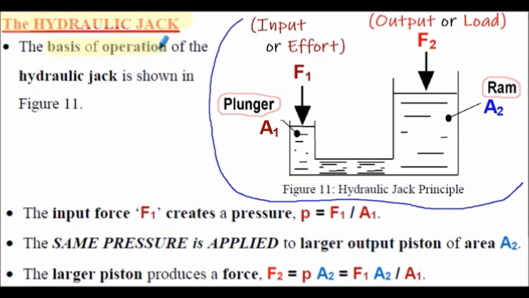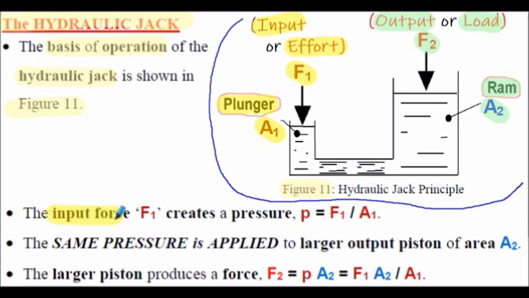So the basis of operation of the hydraulic jack is shown in figure 11 here. Essentially we have a force labelled as F1 here, termed the input force, or in previous presentations termed the effort, and that's applied to the inlet, which we've defined here as the plunger. So F1 is applied over area A1 of the plunger at the inlet to our system. Our output, or what we've termed our load in previous simple machines presentations, is labelled as F2 here, and that's related to area A2, the area of the ram as it's termed here. That's our output where the load is raised.